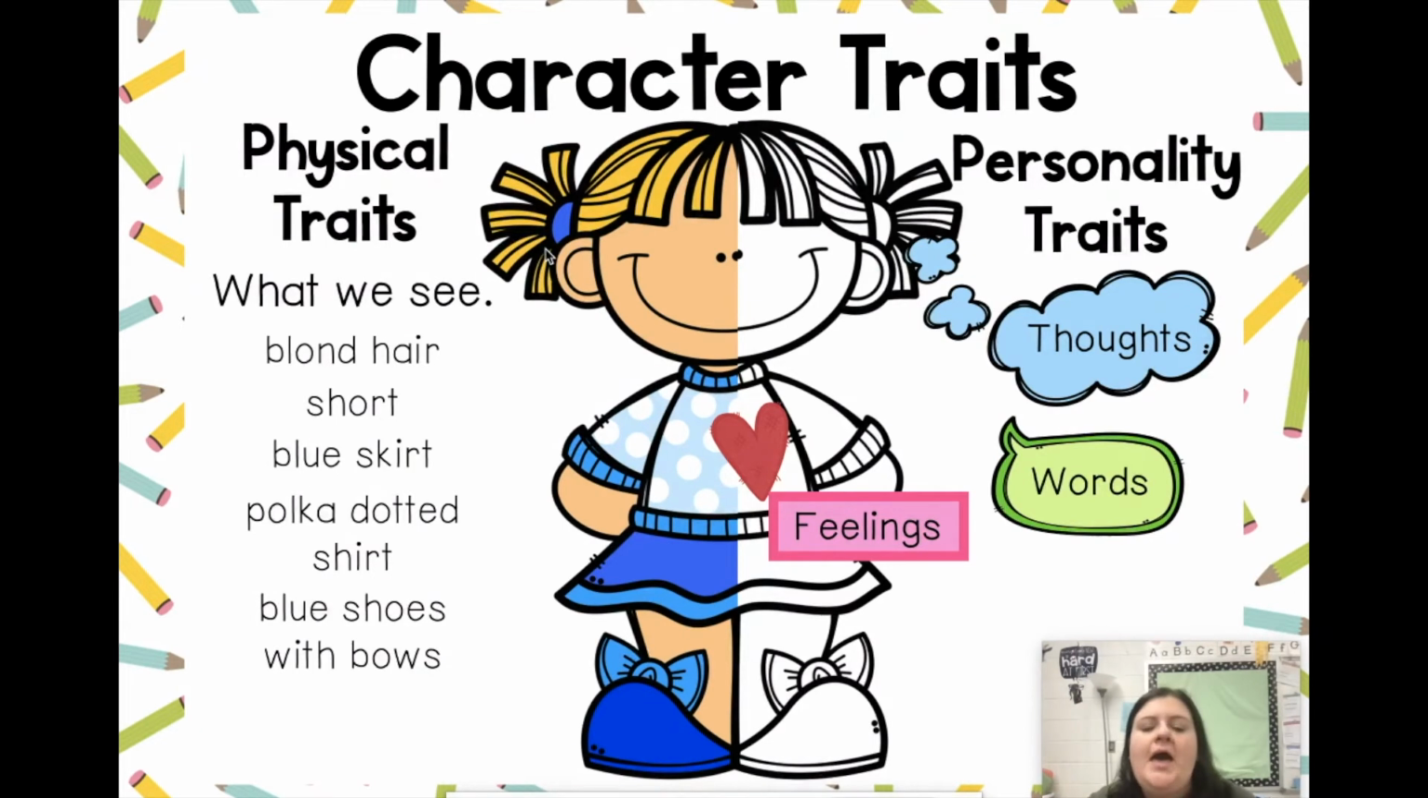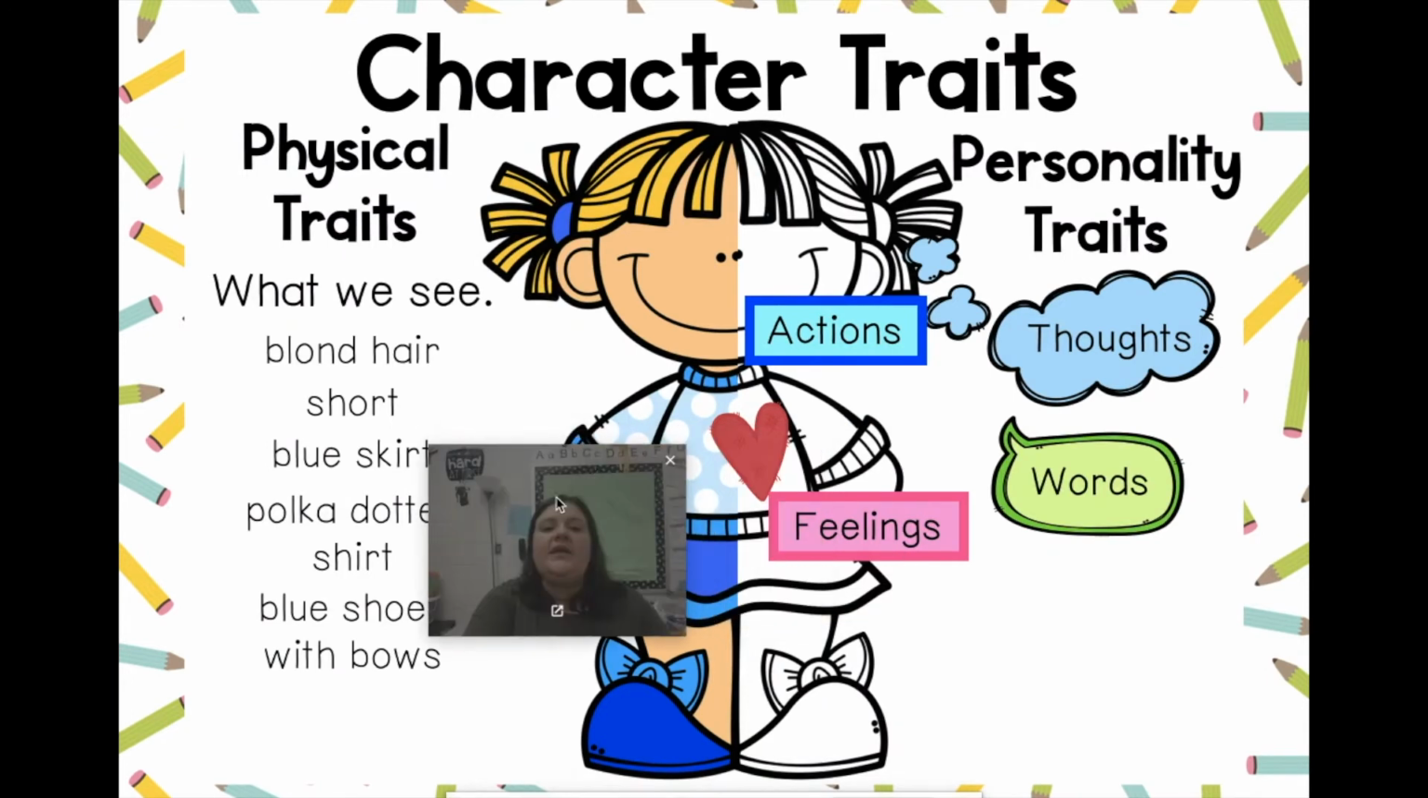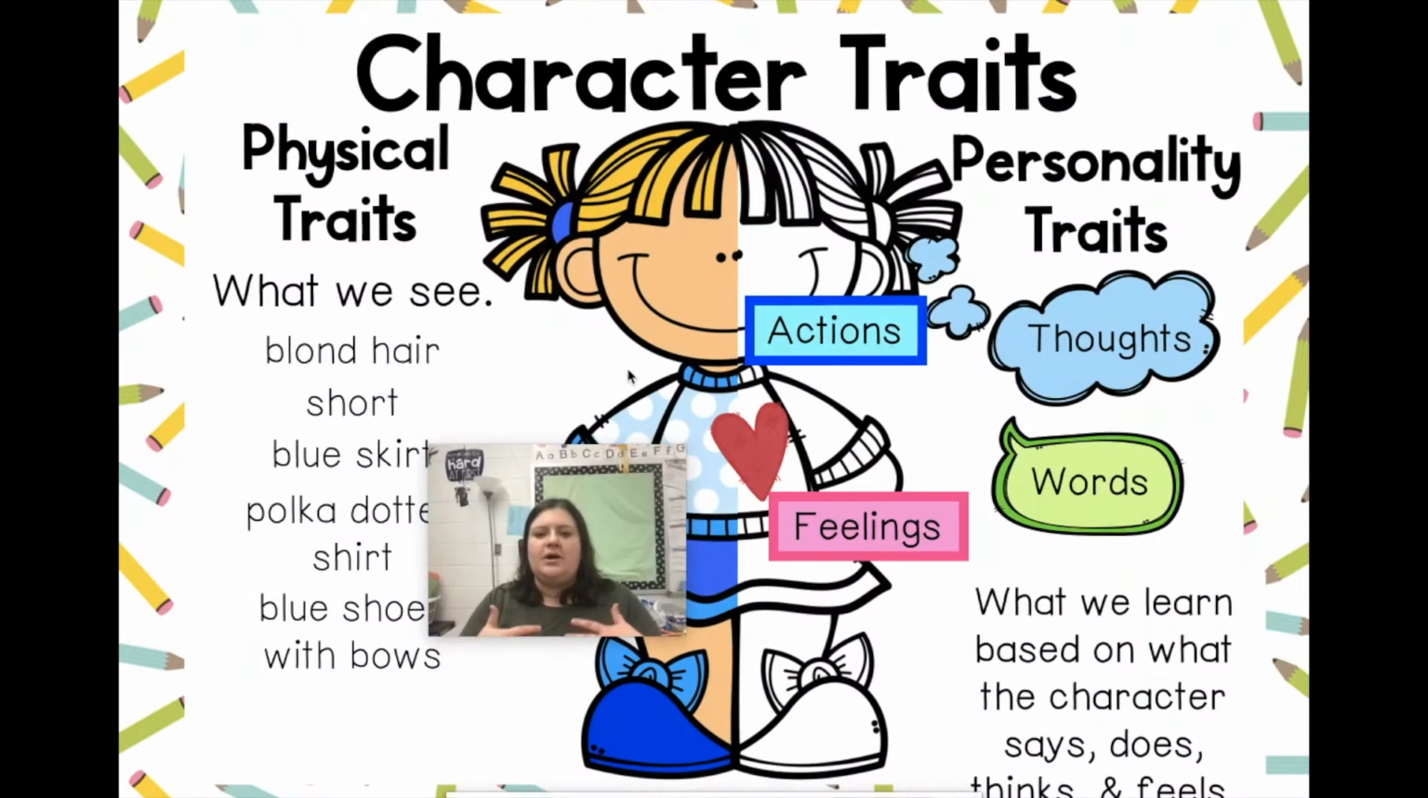The big bad wolf is coming to attack one of the pigs. How does that pig feel? Are they scared? Are they frightened? Or do they feel brave? Those things are so very important. And then finally, we have the actions. What does the character do? Think about the 3 little pigs in particular. The first 2 pigs ran away to the brick pig's house. But that brick pig stood up for himself and for his brothers, and he stopped the big bad wolf. He was really, really brave. All of these personality traits we learn based on what the character says, does, thinks, and feels in a story.